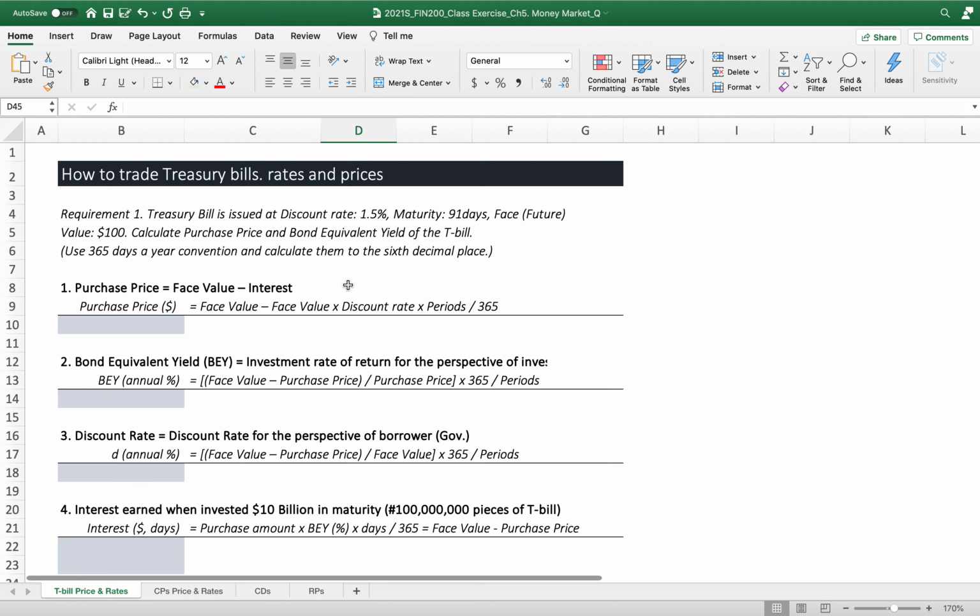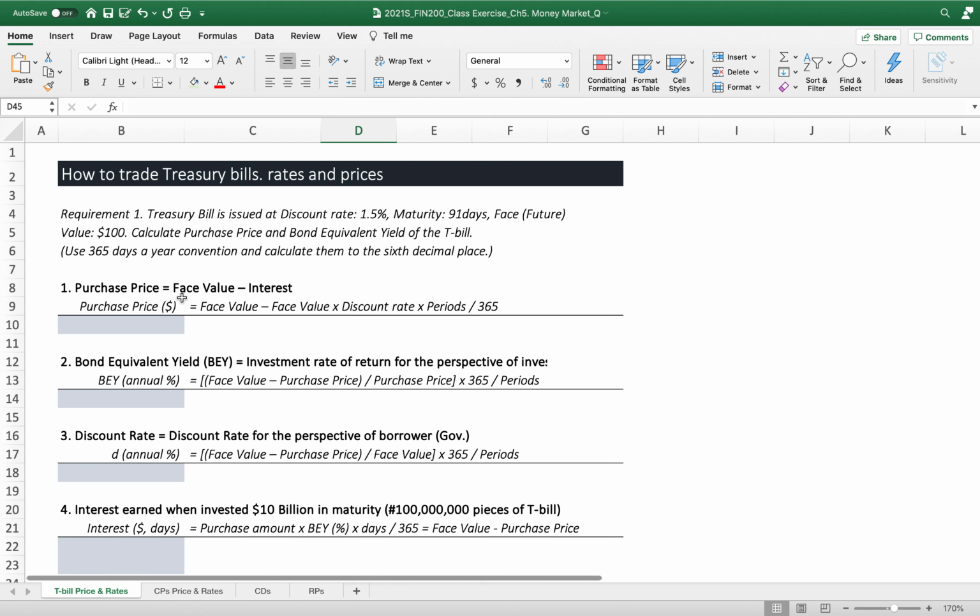Why? This is a huge amount of investment, usually billions of dollars, millions of dollars of investment. So just one more decimal determines thousands or tens of thousands, even millions of dollars if the initial investment is like billions. Okay, now let's just get started.